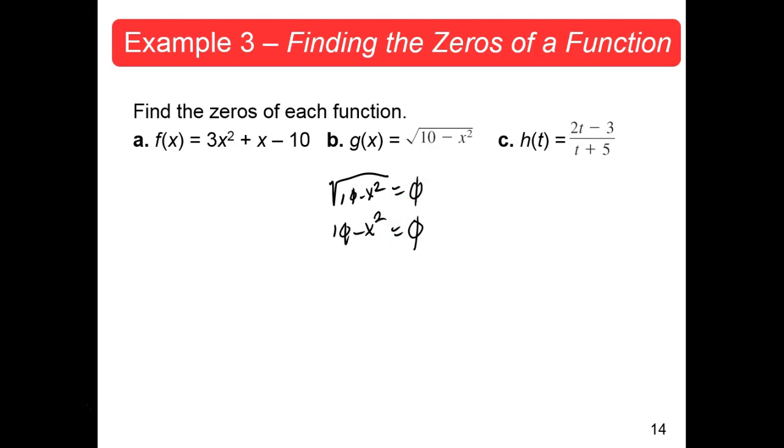Now what do we do? Okay, let's see if we can factor this thing. If we can, what would that be? Anyone?